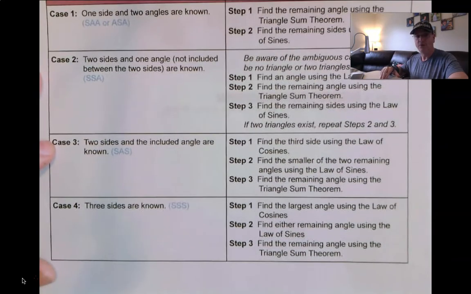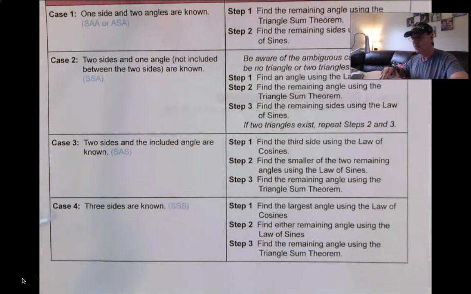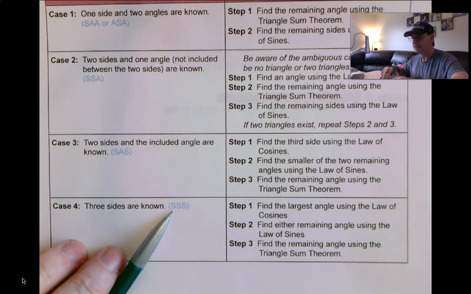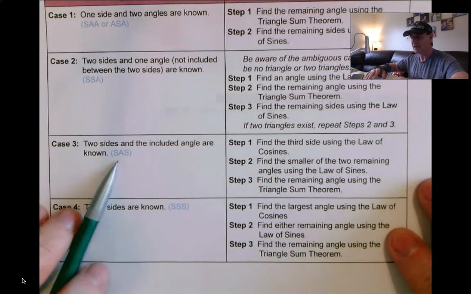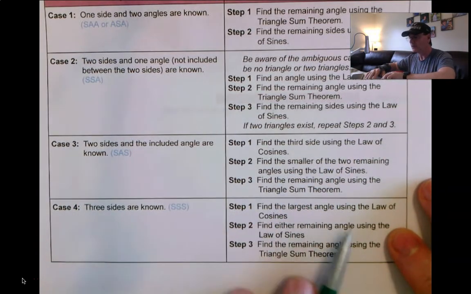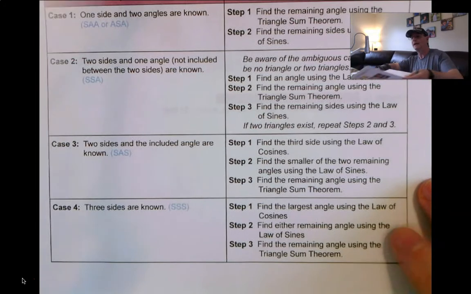But what you do need to know are cases 3 and 4. Cases where we have side, angle, side, and side, side, side. When we have side, angle, side, or side, side, side, we have to start with the law of cosines. Let me show you why.